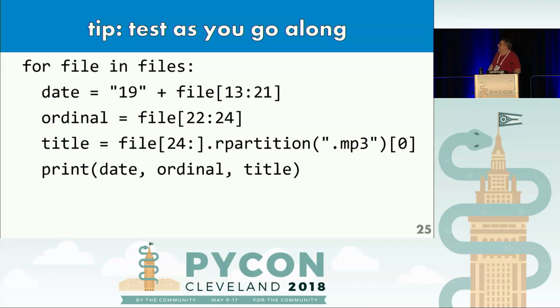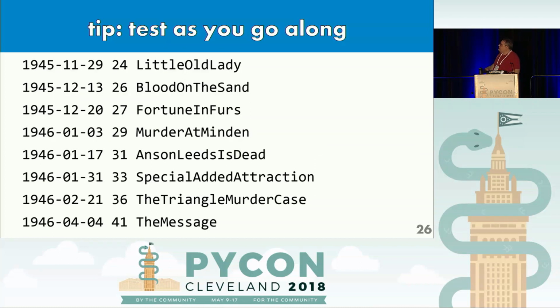So another tip, I kind of like to test as I'm going along, so I get part way, and then I stop, and I print out what I've got right now, and see how it looks. So this, right now, looks like this. The dates look good, the ordinal numbers look good. Now it's time to deal with the lack of spaces in these file names. All I need to do, really, is look for the capital letters and add a space in front.